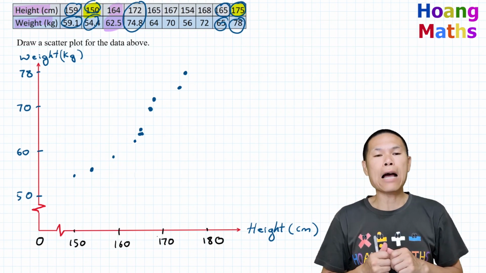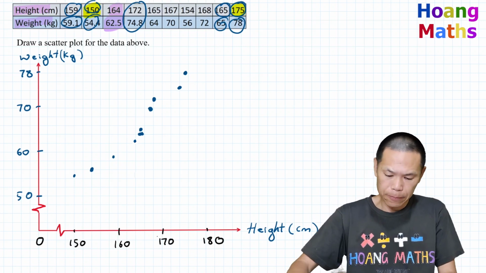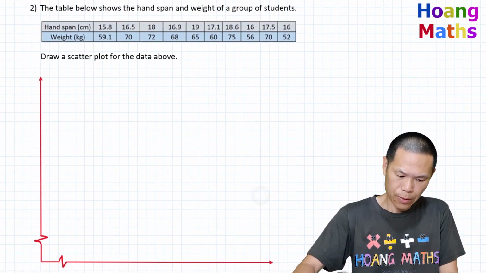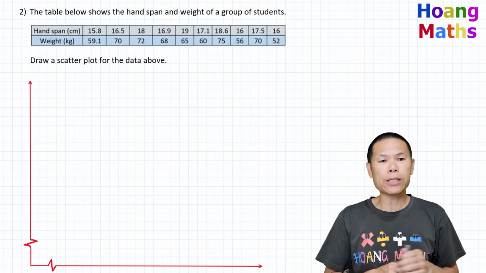So there you go. This is how you draw a scatter plot for bivariate data, okay? Please pause the video and try this one yourself.